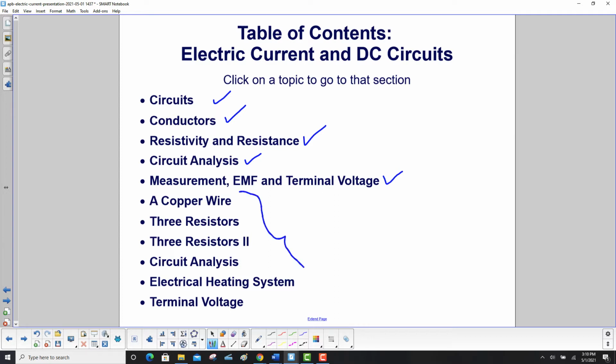Right here, this is the core of this unit. These are fully solved free response problems.